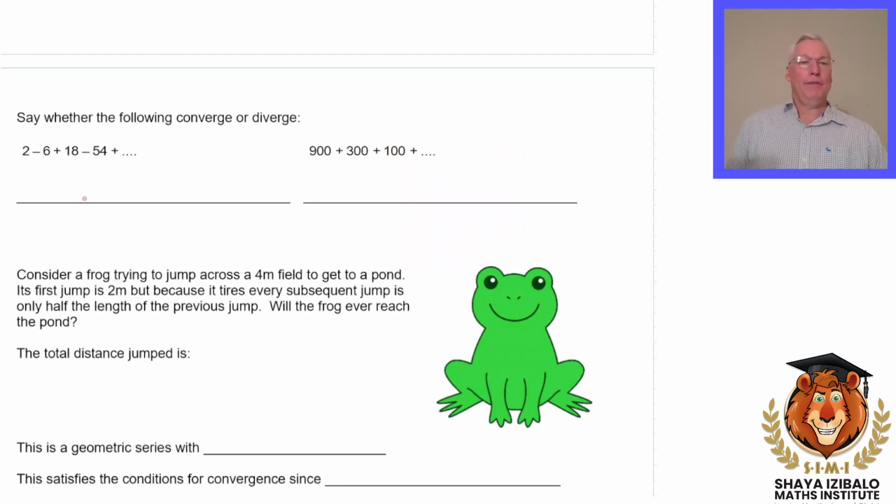Okay, this one over here, r is -3. It will diverge. This one over here, r is 300 divided by 900. r is 1/3. This one will converge.